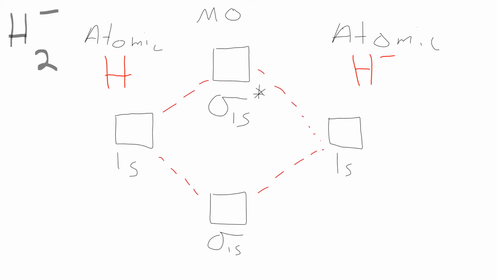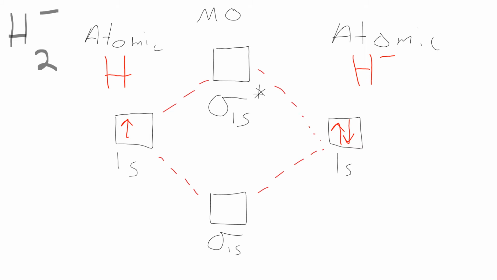Well, we know what the hydrogen atom on the left looks like. It has 1 electron in a 1s orbital. Now, on the right, for the hydride ion, because of its charge, there's 2 electrons. We know what the electron configuration for H- is. It's 1s2. So we would get 2 electrons in that 1s atomic orbital.